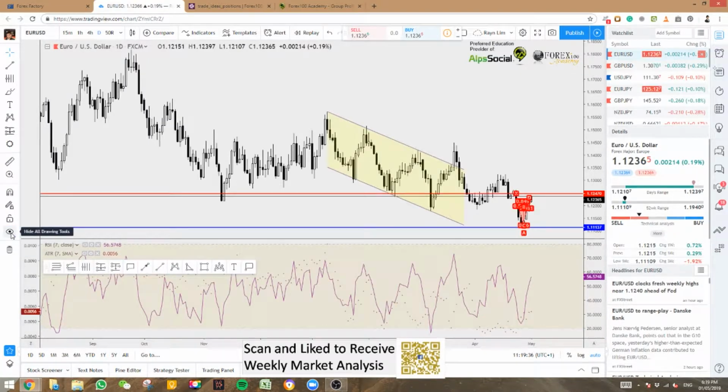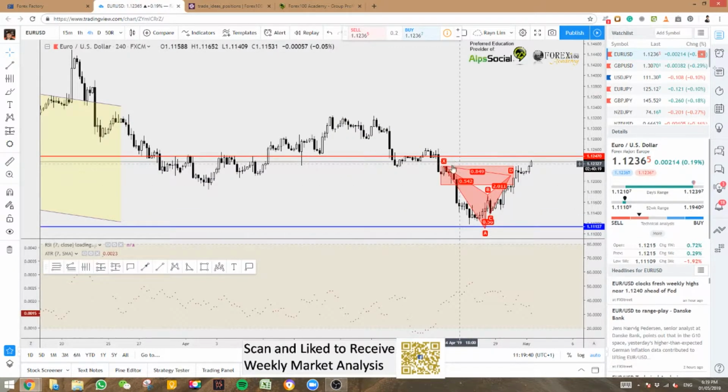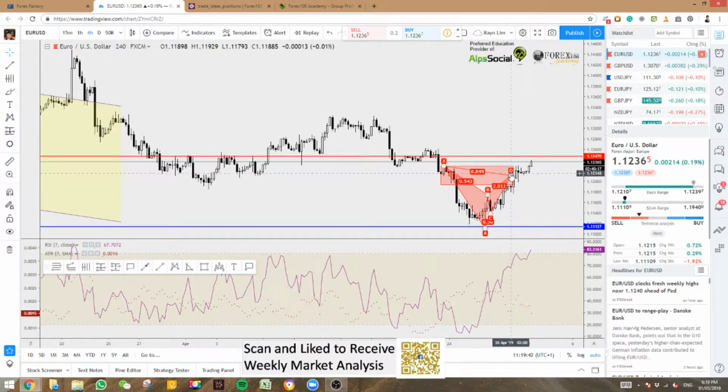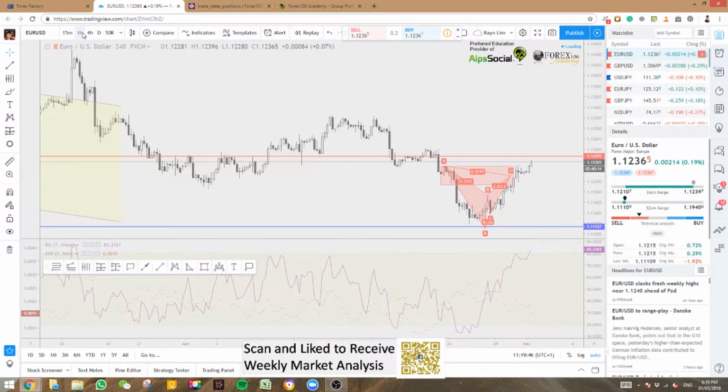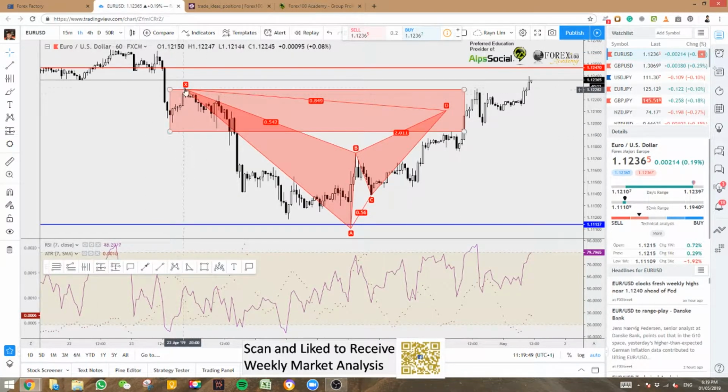Euro dollar on the daily chart is a downtrend channel. Yes, head down to 4-hour chart. There is a consolidation over here. Market has just broken. So on the 1-hour chart, for traders who are looking for the bat pattern, this is it. This is the one I'm looking at.